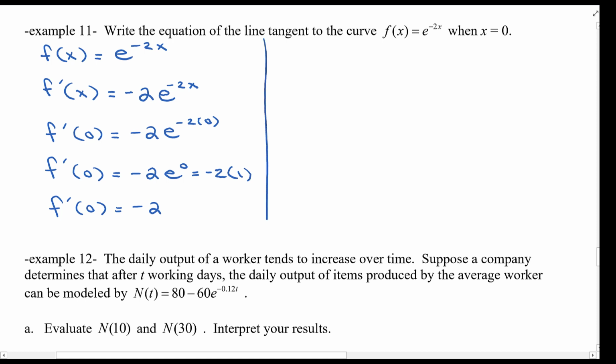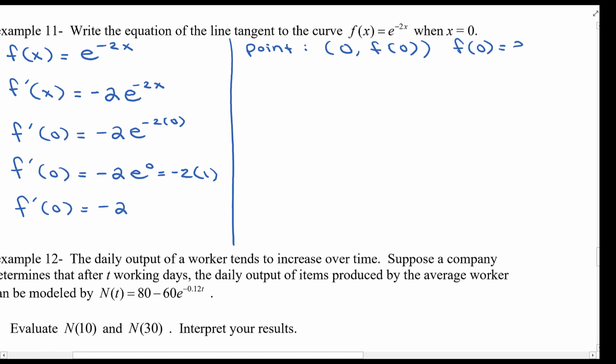I'm going to draw a vertical line here to separate the work that I did on the left-hand side from the work that I'm doing on the right-hand side. Now I'm going to write down the point that I need. The point is going to be the ordered pair 0, f of 0. In order to find f of 0, we need to substitute 0 back into the original function. So f of 0 is equal to e raised to the negative 2 times 0 power, which is equal to 1. Our point is going to be 0, 1. 0 is going to represent x sub 1, and 1 is going to represent y sub 1.